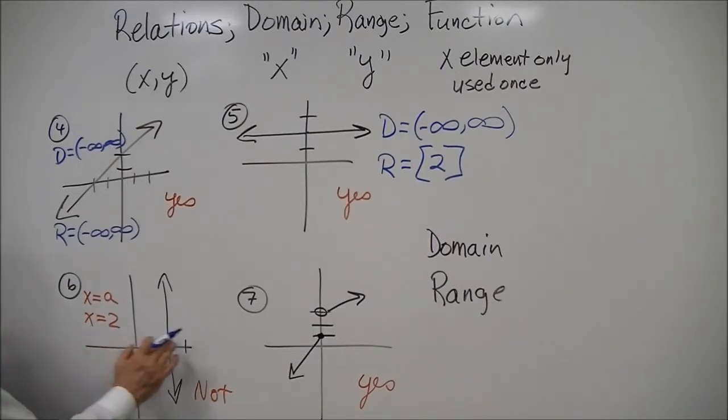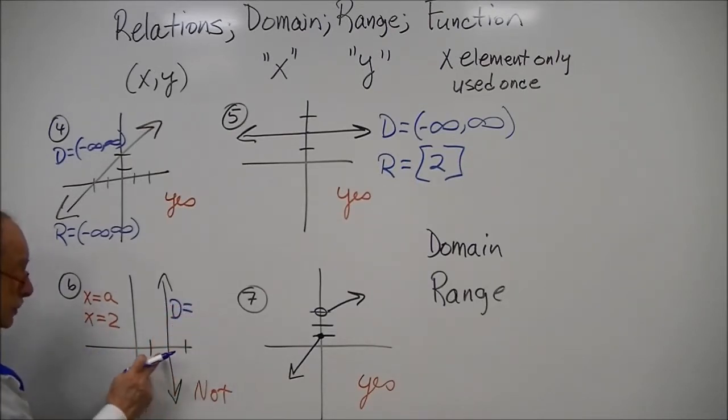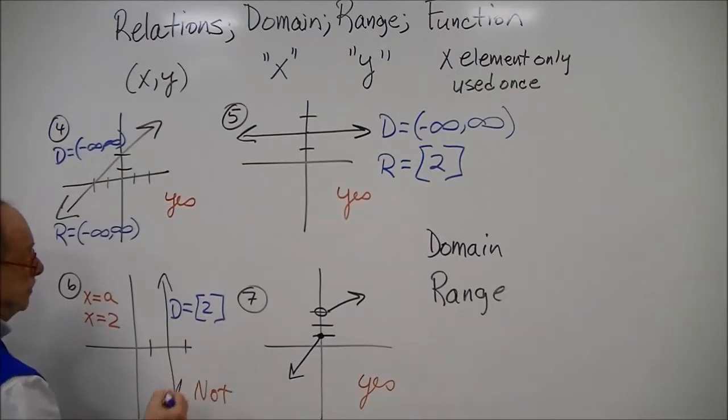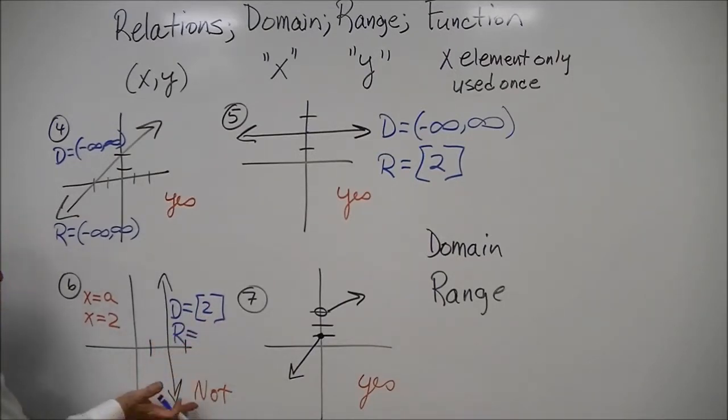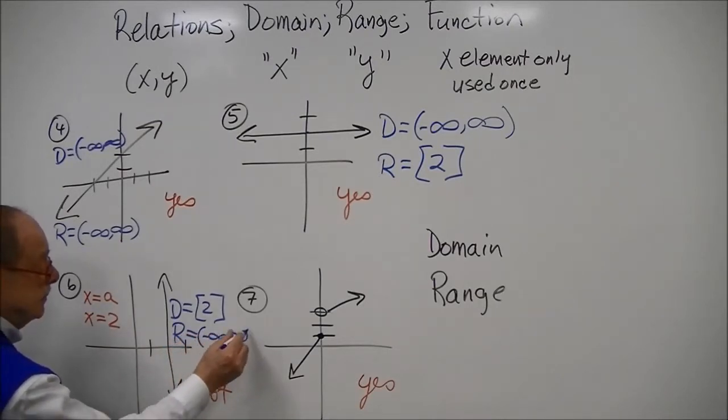Now, for this one, as we go for domain, our domain is only one number, and that is 2. But our range now goes from negative infinity to positive infinity.